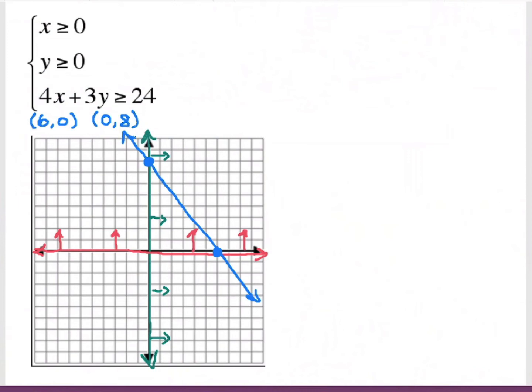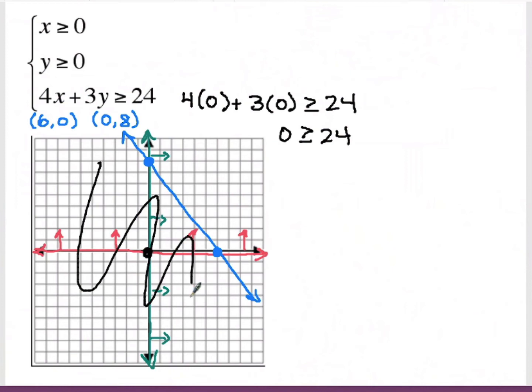But since the y is not by itself, it doesn't really help us. Like, is that going to be above or below? It's hard to tell. So this is where we like to just pick an ordered pair to see which side of the line. And remember how we used to like to pick 0, 0. So if I do 4 times 0 plus 3 times 0 greater than or equal to 24, is 0 greater than or equal to 24? It is not. And that just tells me I'm not going to be shading on this side. So it looks like this is one where we would shade above the line.